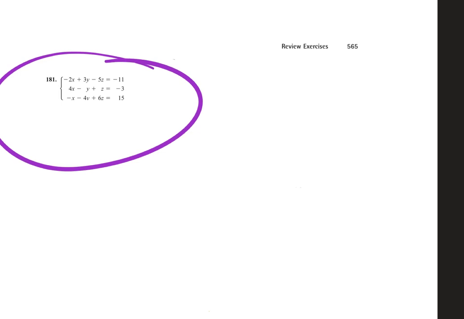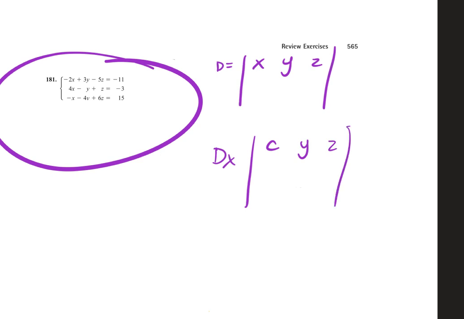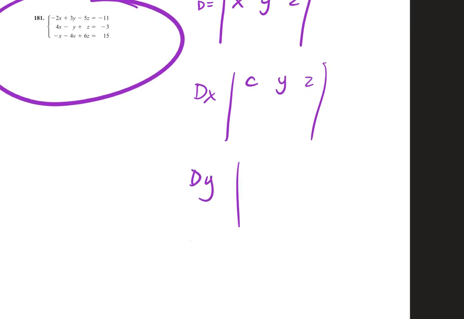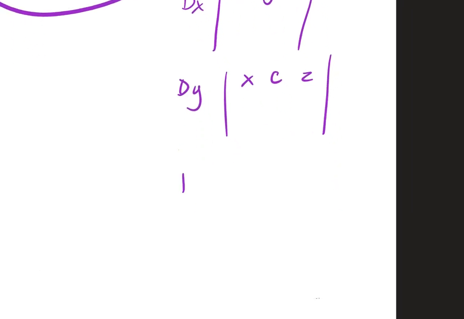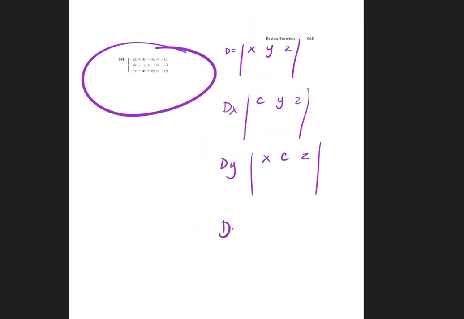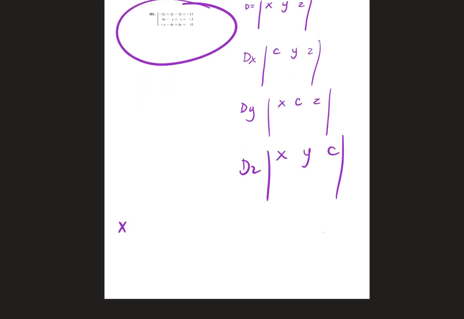So Cramer's rule, you remember you find D, doing the x's, the y's, and the z's. You find Dx doing the constants, the y's, and the z's. You find Dy with the x's, constants, z's, and you find Dz doing the x's, the y's, and the constants. And then to get your x value, you put Dx over D. To get your y value, you put Dy over D. And to get your z value, you put Dz over D.